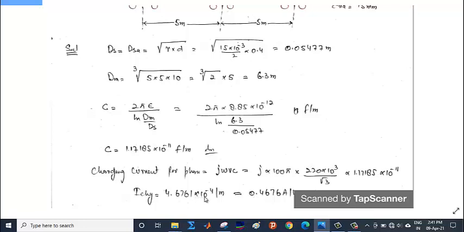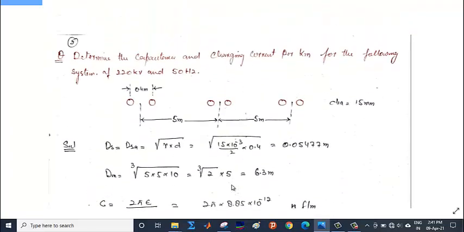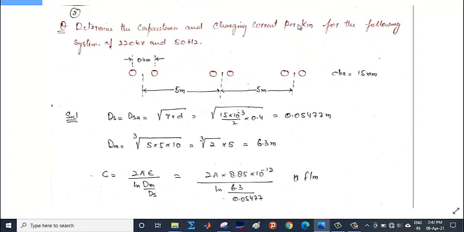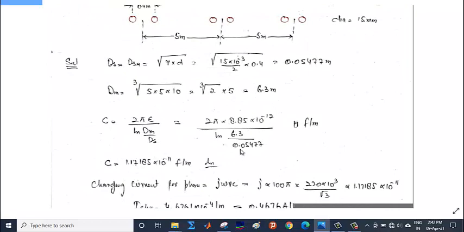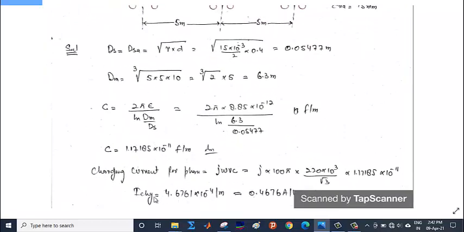4.676 into 10 to the minus 4 ampere per meter. It should have been ampere over here, ampere per meter, because we are using here capacitance per meter. When we change it into per kilometer, because we have to find out the charging current per kilometer, we have to multiply it by 10 to the power 3. It comes out to be 0.4676 ampere per kilometer. So this way you can calculate this capacitance as well.